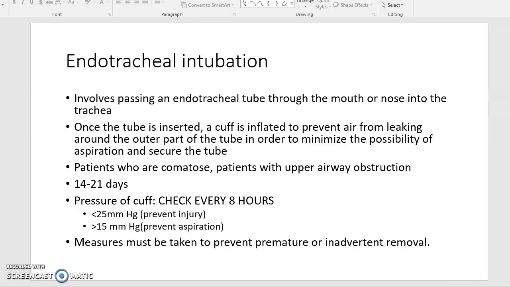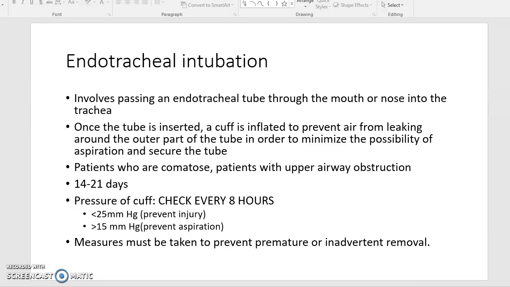So once this tube is inserted, a cuff is inflated to prevent air from leaking around the outer part of the tube in order to minimize the possibility of aspiration and secure the tube. So they insert the tube, and there's a cuff around the bottom of this tube. When they inflate the cuff, it blocks all possibilities of air leaking through. If air leaks through, this individual could aspirate, and choking could occur. So that's why that cuff is inflated at the end of this tube, so that it can block out the air. That way, air is only going in and out through the tube.